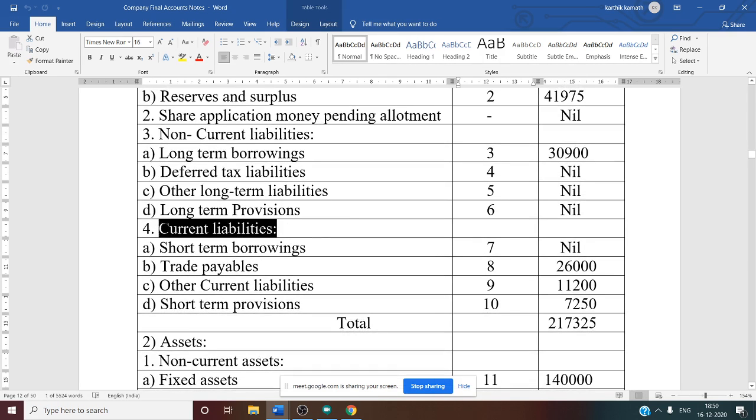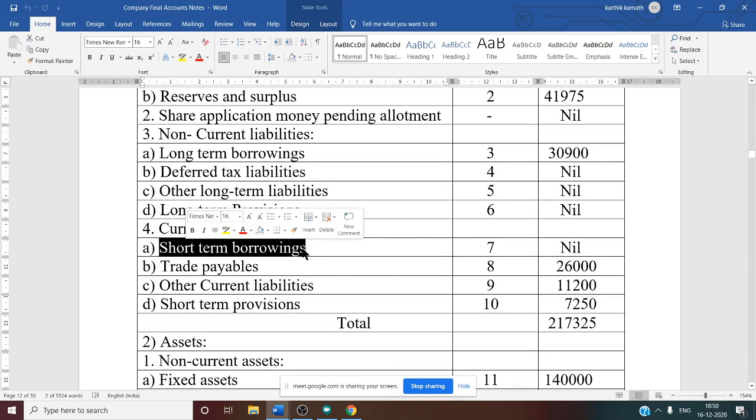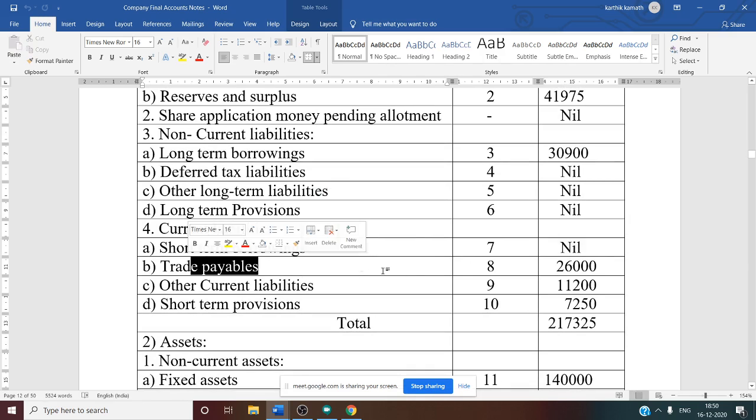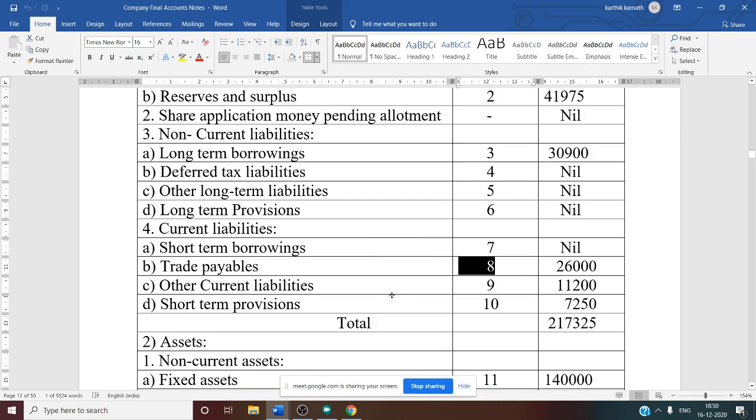Current liability, heading number 4. Under that, short-term borrowing, 7, not there, nil. Then trade payable. Trade payable is working note number 8. There is creditor plus adjustment 4,000. That we have done in the working note. The final answer you have to write is 26,000.